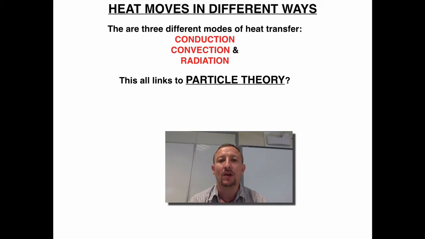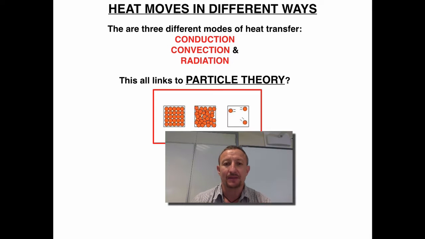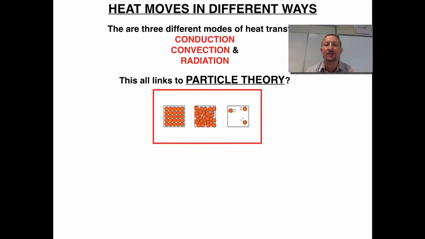Now the idea all comes down to the concept of particle theory. We're aware that all materials are made up of atoms. Those atoms, as they are placed together, come in three main states of matter. There's solid, there's liquid, and there's gas. This diagram here shows us the three main states of matter. We've got solid on the left, liquid in the middle, and gas on the end.